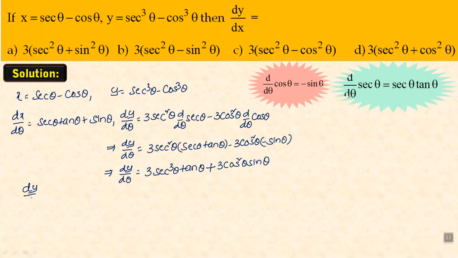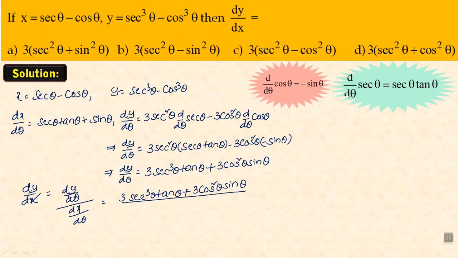Now dy by dx is equal to, here dividing with d theta in numerator and denominator, we get dy by d theta divided by dx by d theta is equal to dy by d theta is 3 into secant cubed theta into tan theta plus 3 into cos square theta into sin theta divided by dx by d theta is secant theta into tan theta plus sin theta.